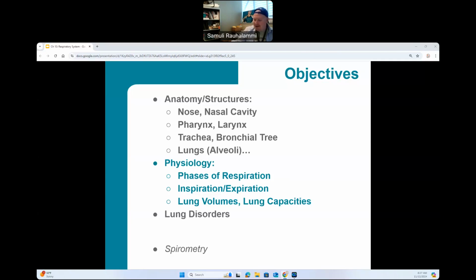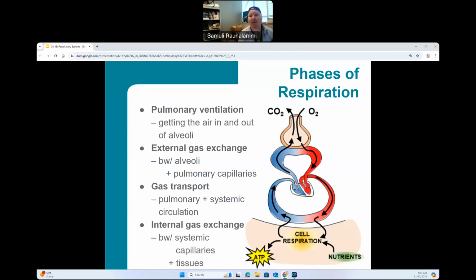So let's make a start by looking at our phases of respiration. There are really four elements or four stages that take place. So the first phase is known as pulmonary ventilation. Pulmonary ventilation refers to moving air in and out of the lungs. So this is what we would commonly call the process of breathing. So that's bringing the air from the external world all the way to the alveoli, those little air sacs at the end of the respiratory tree that we just saw in our previous lecture video.